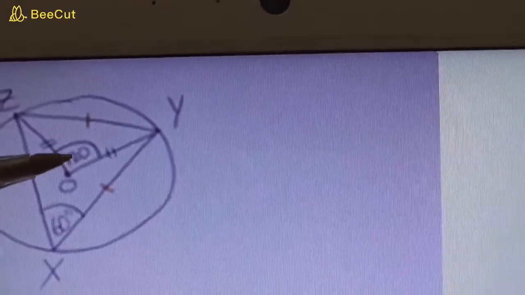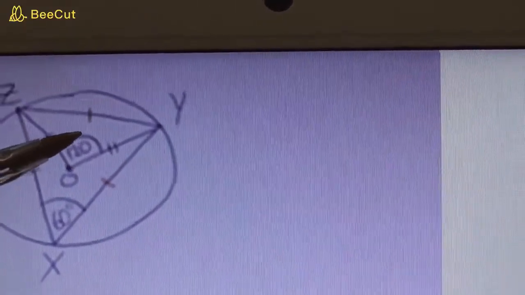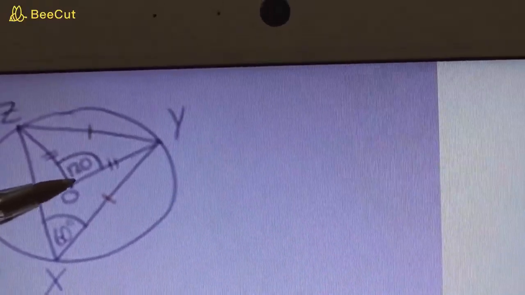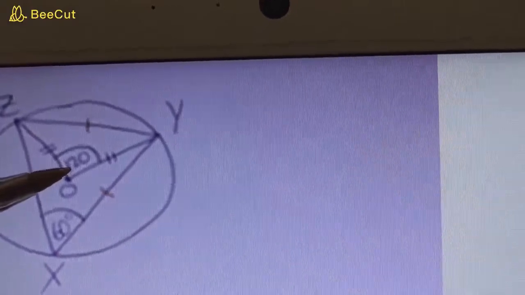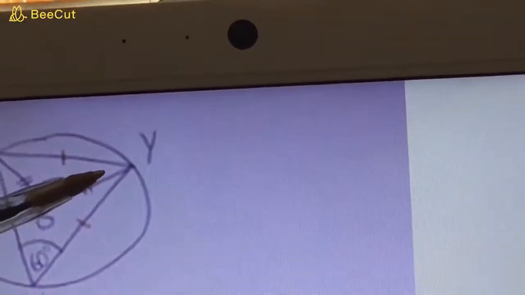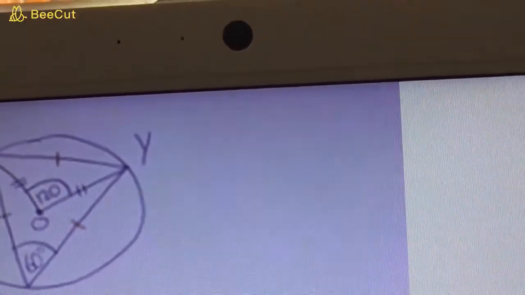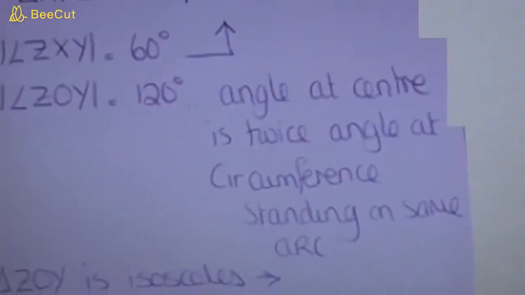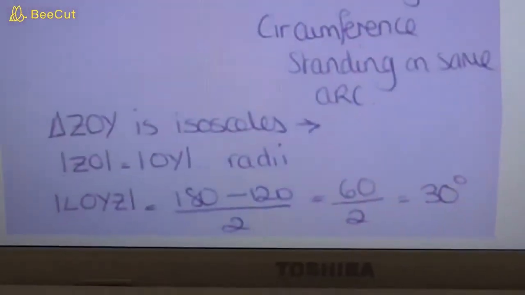So that's 120 degrees. I also know that O to Y is a radius and O to Z is a radius. So that means the two of those are also equal in length. So that little triangle is isosceles as well. So if that's 120 degrees, take that from 180 and you get 60. That means this angle here plus this angle here must be equivalent to 60. Divide it by 2 and you get 30 each. So I've now proven that angle OYZ is 30 degrees.